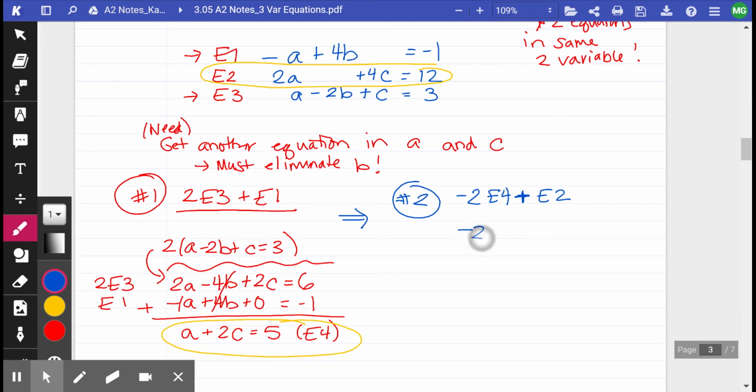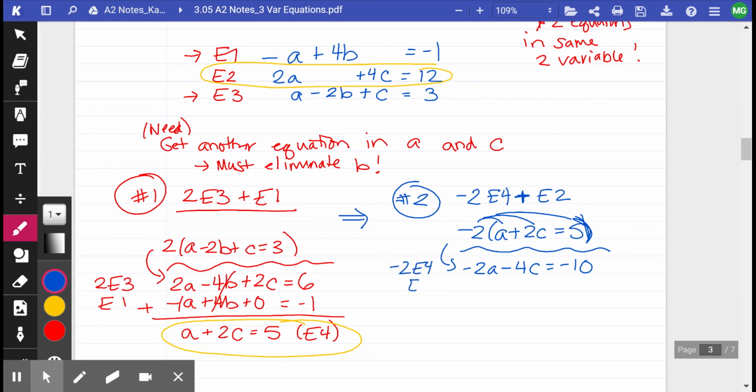All right, so negative 2 times A plus 2C equals 5. And the reason I don't want you subtracting is because there's just too many mistakes with distributing your negative, and it's really important that you just keep it always addition. All right, so I just distributed my negative 2 in. I got that, so that's negative 2 times E4. I want to add that to E2, so I'll rewrite E2. And then again, we're always adding those equations. So I add those down to get 0, and negative 10 plus 12 is 2.